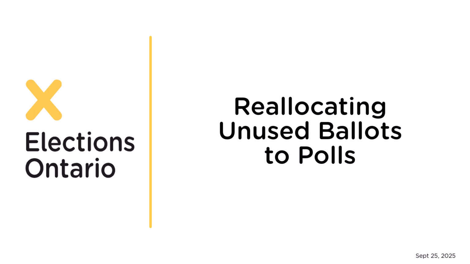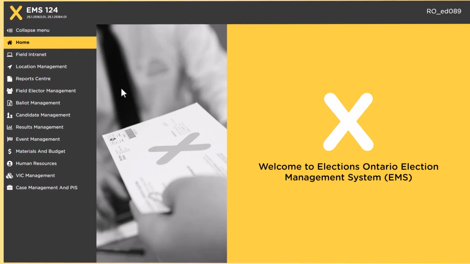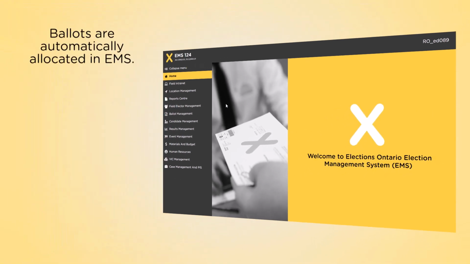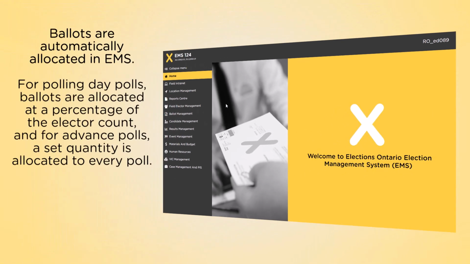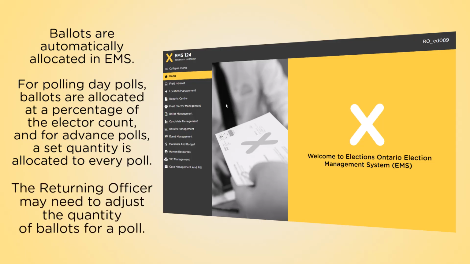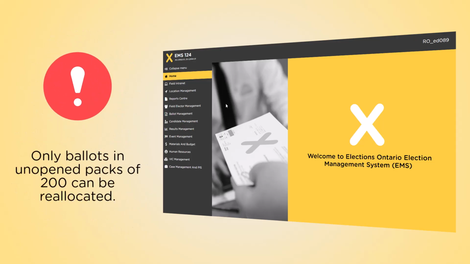Welcome. In this video, we'll look at reallocating unused ballots to polls. Ballots are automatically allocated in EMS. For polling day polls, ballots are allocated at a percentage of the elector count, and for advance polls, a set quantity is allocated to every poll. The returning officer may need to adjust the quantity of ballots for a poll. Note that only ballots in unopened packs of 200 can be reallocated.